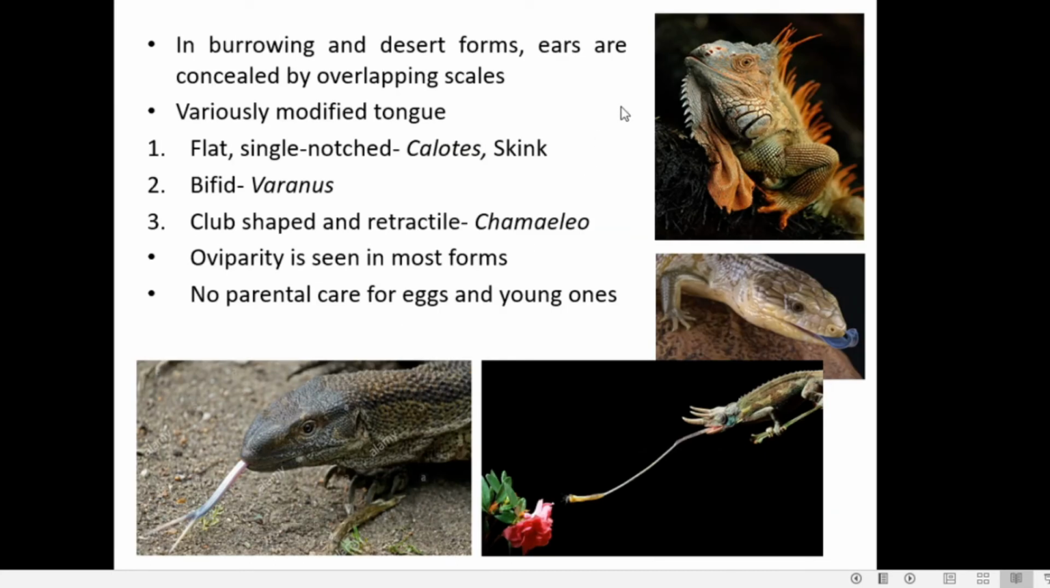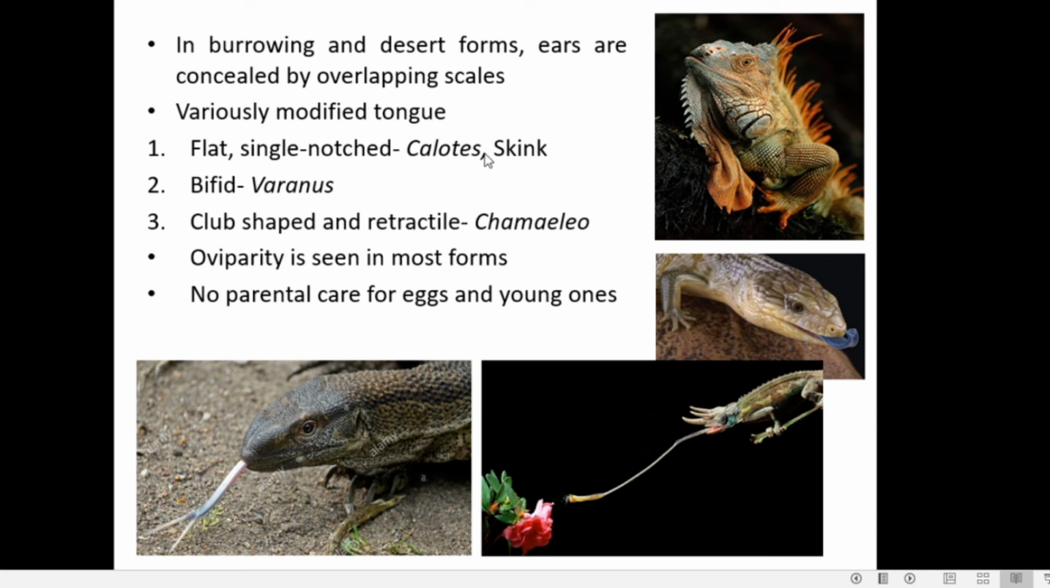Then coming to the ear, they do not possess an external ear, and the ear starts from the tympanum. But in certain burrowing and desert forms of lizards, the ears are concealed by overlapping scales, and this can also be seen in the snakes. The tympanum is not visible outside and is covered by overlapping scales, and this feature is also seen in certain lizards. The tongue, just like the tail, is also variously modified.